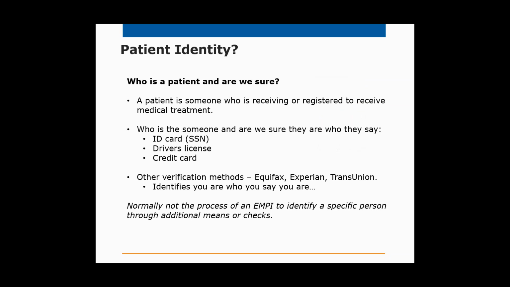So the patient is also someone who we're sure they are who they say they are, right? They have an ID card with a social security number, for instance, a driver's license, a credit card, anything like that. And some of us might be using some of those other methods out there, like Equifax, Experian, TransUnion, etc. So those are all things when that patient comes into our little bubble in the world, perhaps it's a hospital or a skilled facility, a rehab facility, a lab, outpatient lab, anything like that, we are doing what we can to make sure that in our little bubble we know who this person is.